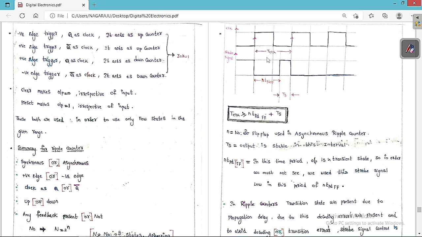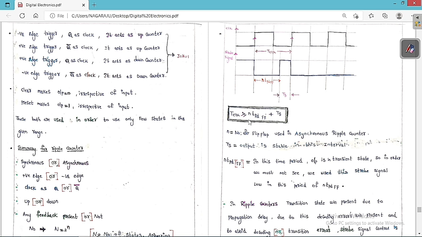So you can see clearly, T clock should always be greater than or equal to N into TPD-FF plus TS. Small n is always the number of flip-flops used in the asynchronous ripple counter. I have already told you that for asynchronous, T clock is always greater than or equal to N into TPD-FF, whereas for synchronous ripple counters, T clock is greater than or equal to TPD-FF only.